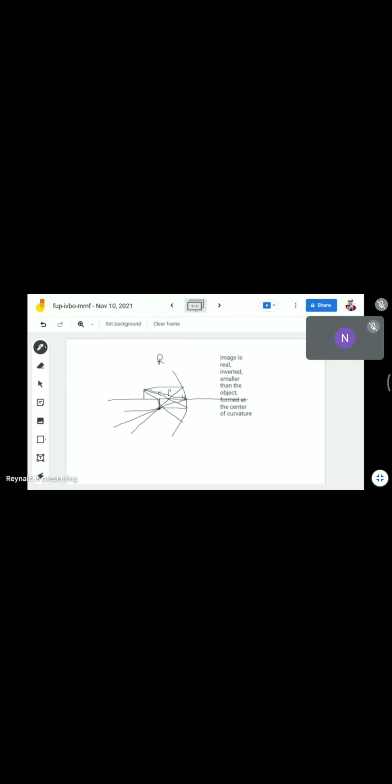11 na, may klase ako na sa grade 7. Tapusin lang natin tong convex.